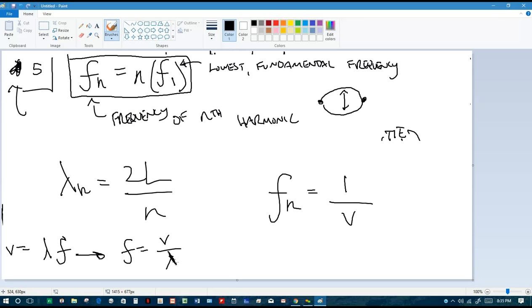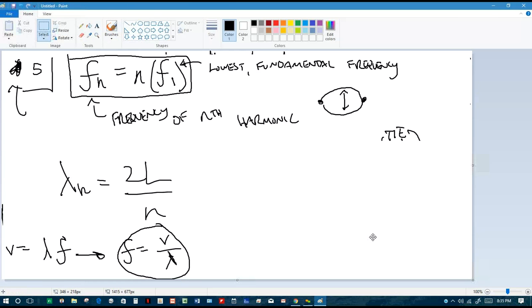You see what I did there, just to get this bit? If V is equal to lambda times F, then frequency must be V over lambda. And so this is the last one. I had it right there, but I want to show it like this.